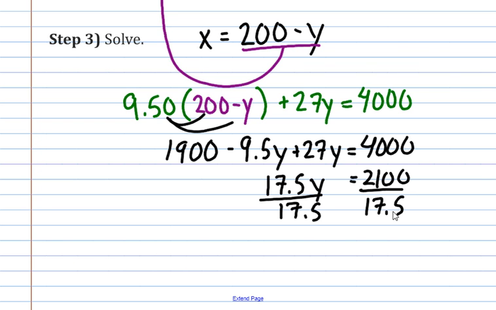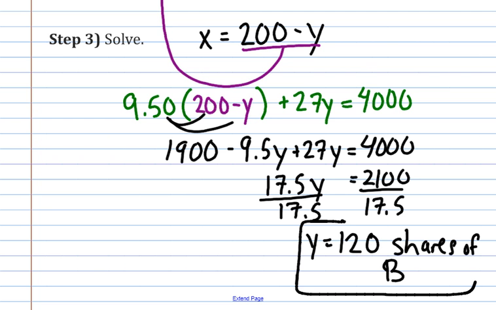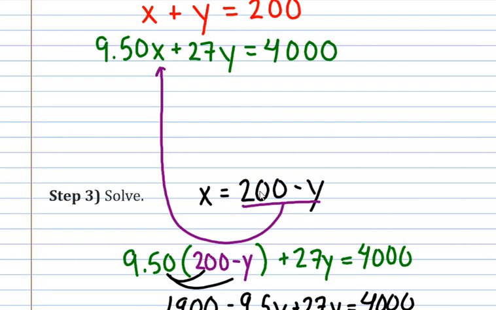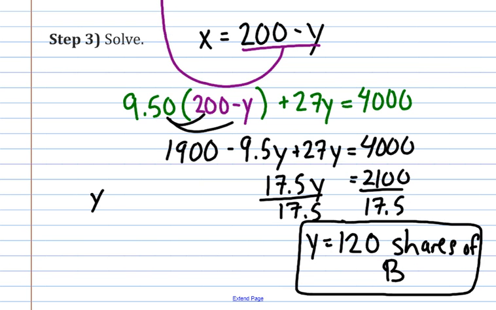And I will find that there were 120 shares of stock B. Now I need to know how many there are of stock A. Well, you'll recall there were 200 in total, so x will be 200 minus y. And we already found that y was 120, so x has to be 80.